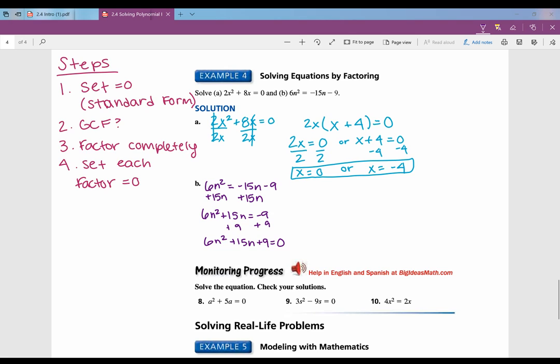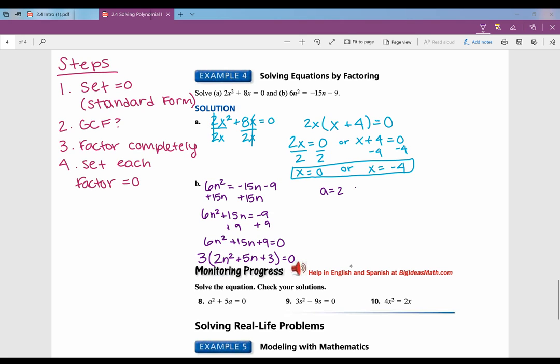So now we need to check for a GCF. Do we have a GCF between 6n squared, 15n, and 9? Yeah, we can pull a 3 out of everything. So if we pull a 3 out, we'll be left with 2n squared plus 5n plus 3. Okay, so now we've got our standard form, so we need to finish factoring. We're going to factor that inside part.